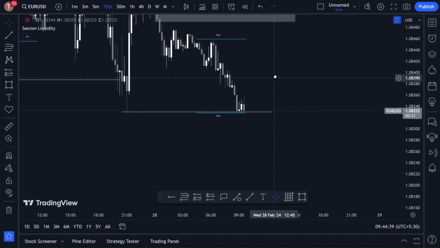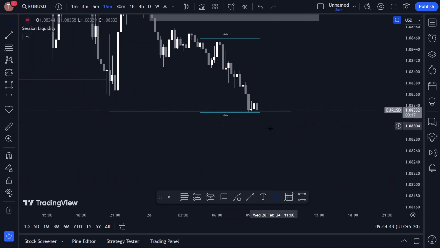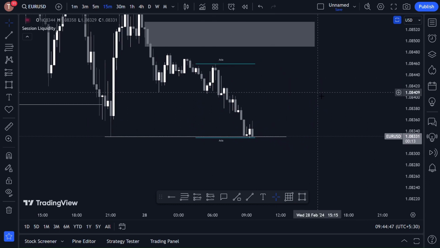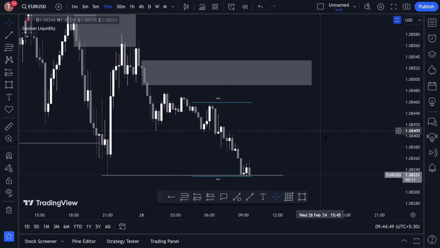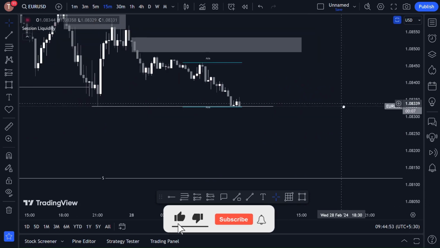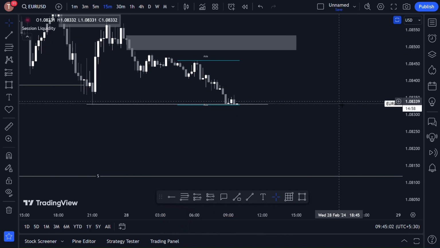So this is the 15-minute chart, and the price is sweeping the lows, and I'm anticipating the price to move into the upside direction, mitigate something over here, or mitigate this order flow and then move into the downward direction. So most likely I'm anticipating the Asia low to be swept by the market, and then the market will go into the upside direction and then move into the downward direction.